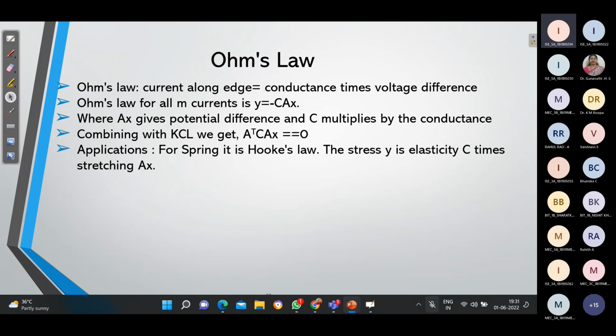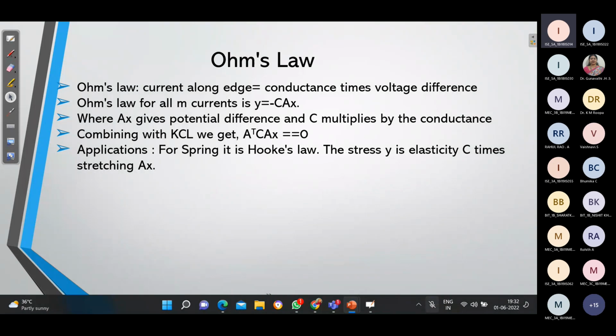For example, conductance will be different for different kinds of objects. For metals it is high, for plastic it is low, and for semiconductors it's infinity, which means the current passes very easily through such materials. So Ohm's law can be written as conductance times the voltage difference, that is, C multiplied with the voltage difference Ax. We have this Ax with a negative sign, if you can see. This negative sign tells that Ax is basically the voltage difference.